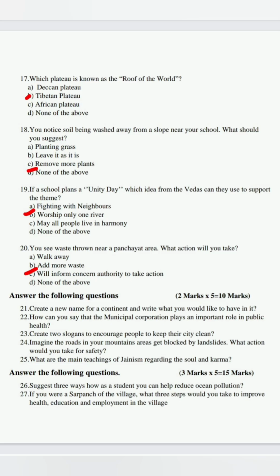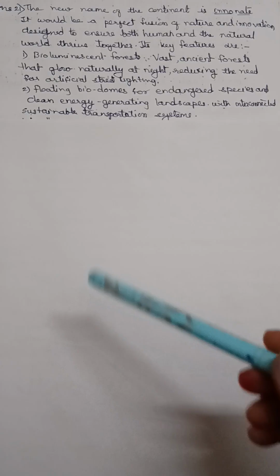Now we'll solve the question answers. 2 marks each. 5 questions, so 10 marks. Answer the following questions. Question number 21. Create a new name for a continent and write what you would like to have in it.